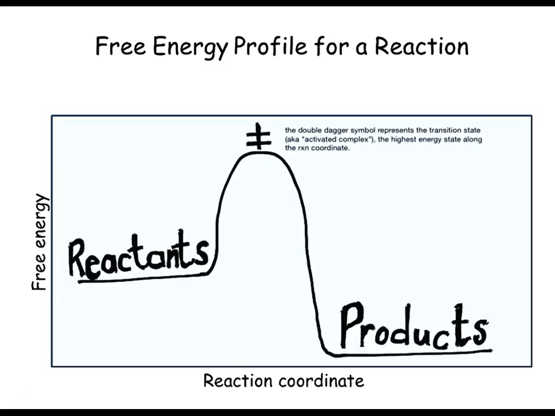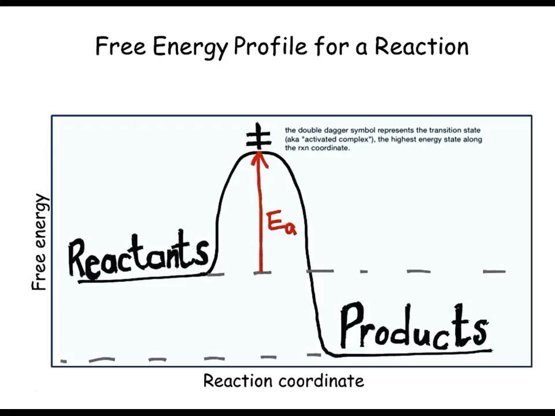The transition state is always the highest energy state along the reaction coordinate, and it's also known as the activated complex. You see that word sometimes, but transition state's more common. I'm going to put some dashed lines here so that we can show different areas. In this case, the energy of activation, E sub A, is the energy required in order for the reaction to proceed.